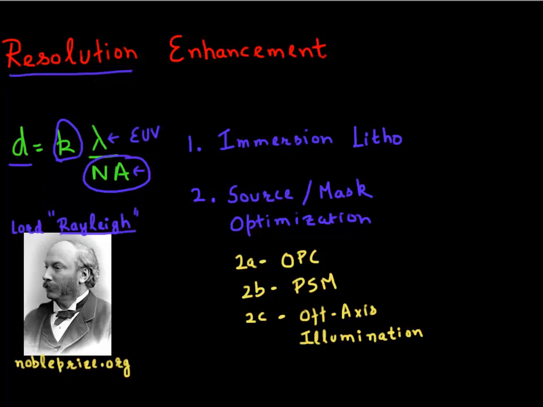So the first of them is immersion lithography, and that essentially deals with increasing this numerical aperture so that you can reduce the minimum dimension you can print. The other of these techniques are related to how you manipulate the source of the light or the mask that you're using for lithography to essentially allow you to operate at lower K. So let's look at them one by one. Let's look at immersion lithography first.